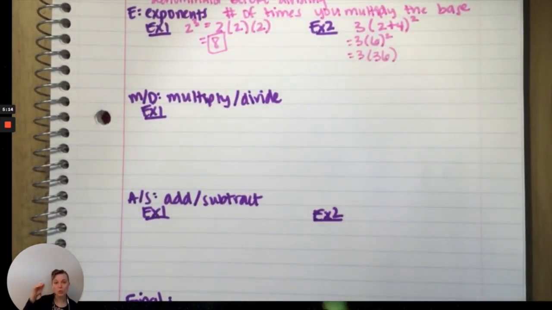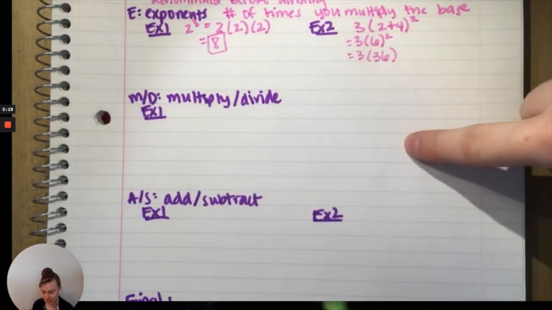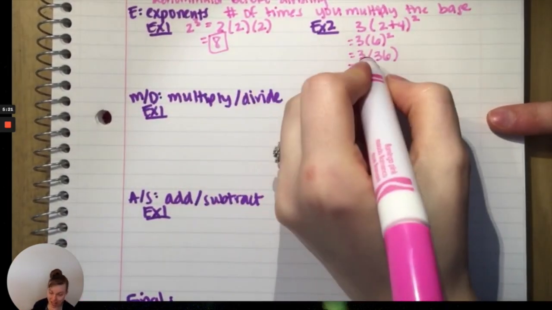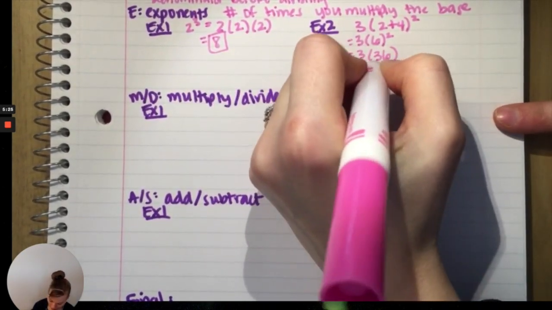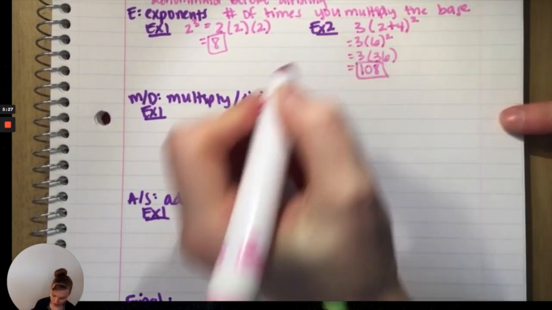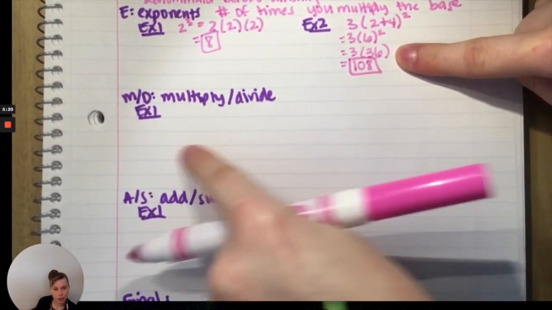So notice I did the squaring first because now we're going to come to the multiplication and division step and multiply that by 3. 3 times 30 is 90. 3 times 6 is 18, so this is 108. That's your final answer. So this last step is actually the multiplication division step.